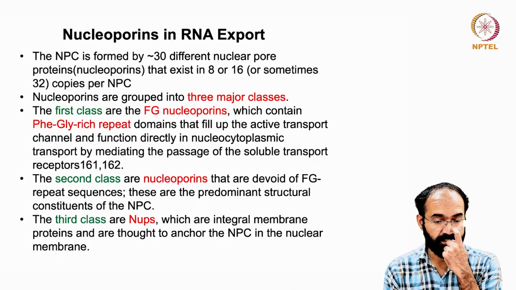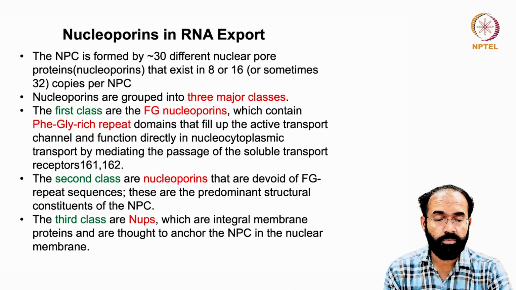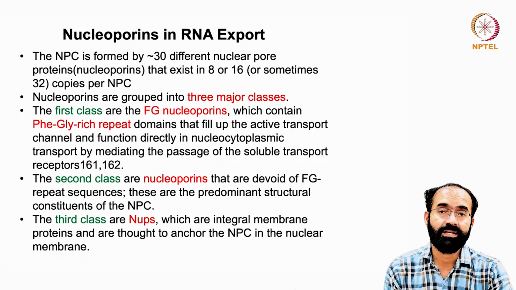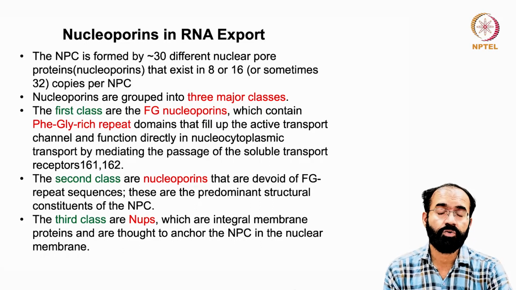So let us see. The first class are the FG nucleoporins, and the second class are the nucleoporins that do not have the FG repeat, and the third class are the NUPs. They are basically holding the nuclear pore complex onto the nuclear membrane.